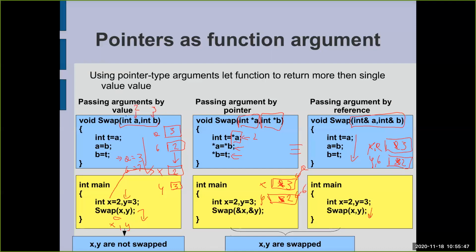When you pass arguments by value, the values are copied, so there are no effects outside.